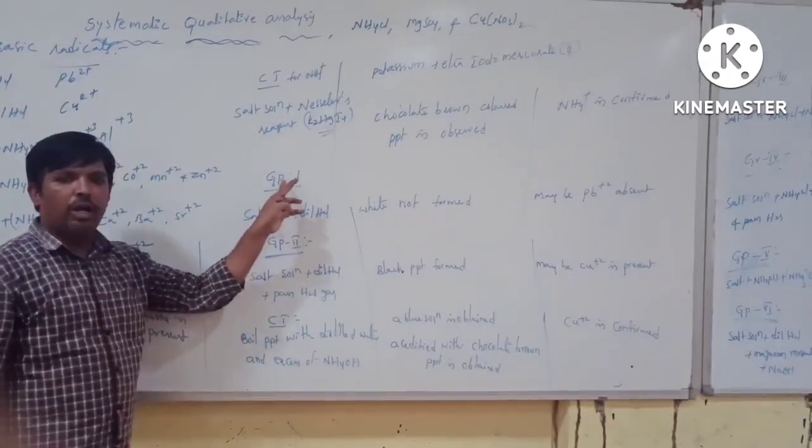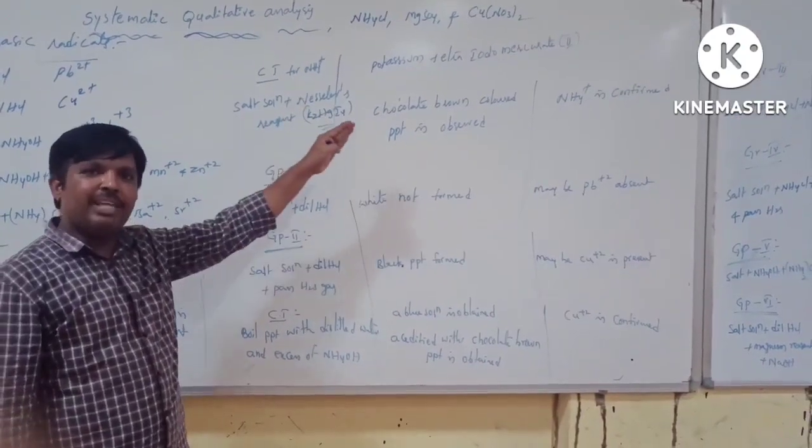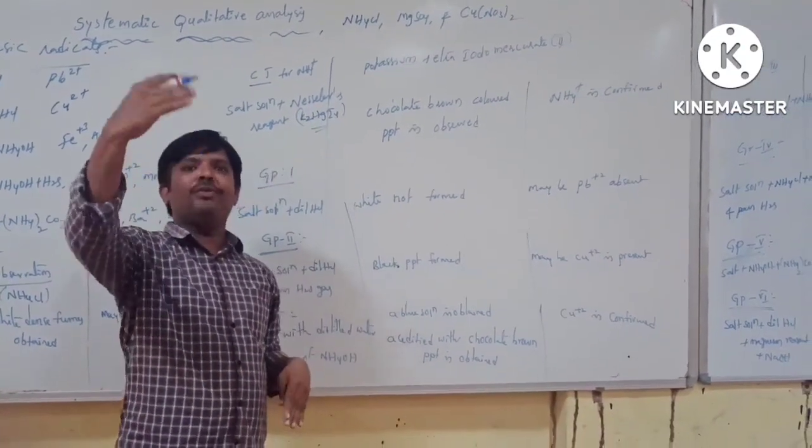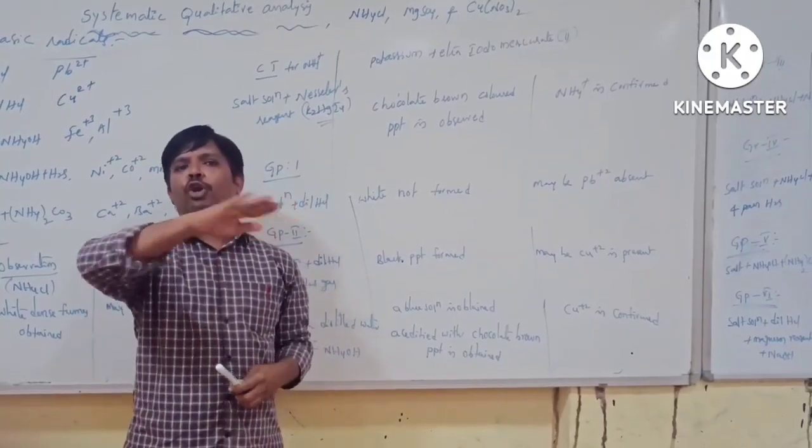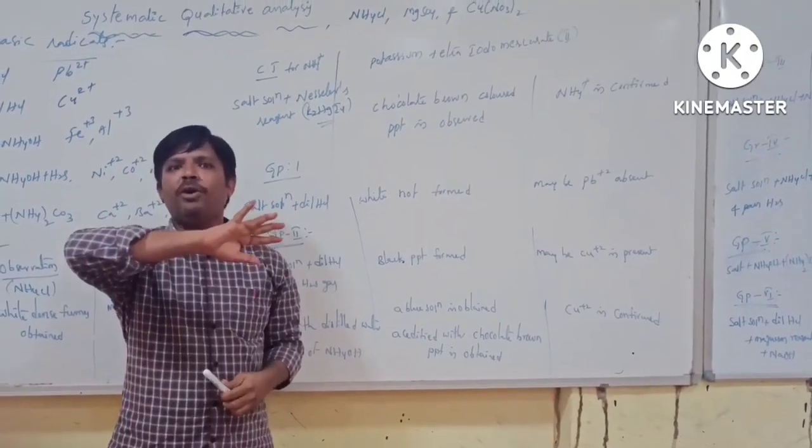Then you can go for group 1. If NH4+ is absent, you go to group 1. If the ammonia is present, no need to go for groups.